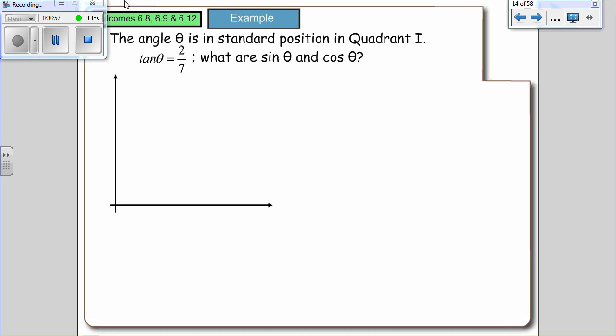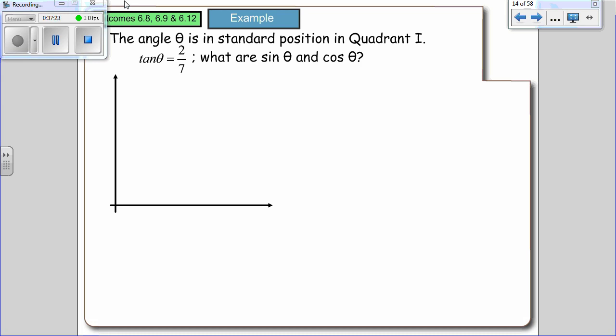It says the angle theta is in standard position in quadrant 1. Tan of theta equals 2 over 7. What are sine of theta and cos of theta? They're not asking you for what theta is. They're asking you for the sine ratio and the cos ratio. That's what they're asking you for.